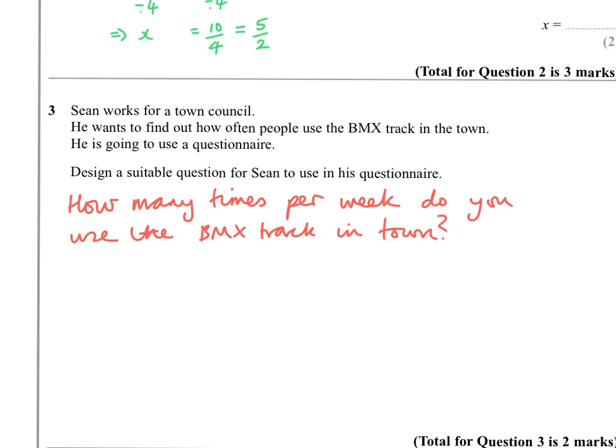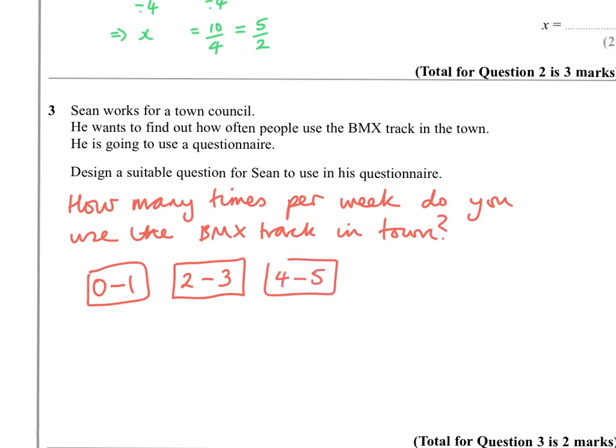in town? And then the responses, I would say 0 to 1, and then we'd have 2 to 3, so there's no overlap, and then 4 to 5, and then I would write strictly more than 5. And that would be nice and simple and not too complicated. Okay, so that's that question sorted.